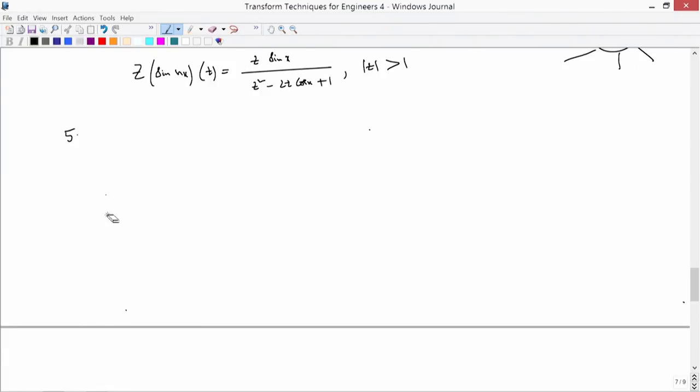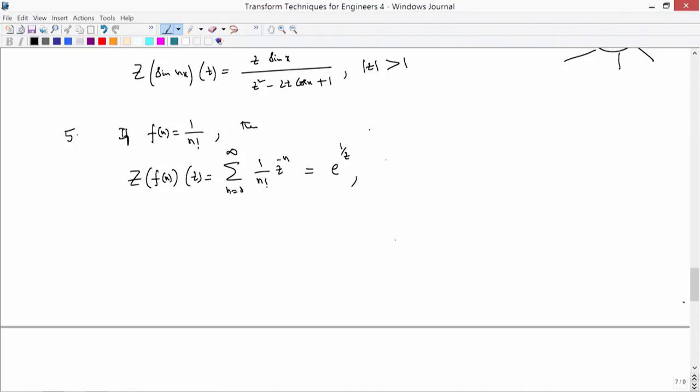The simplest one to get a z transform is if f of n is 1 by n factorial. Then the z transform of f of n as a function of z is the sum n from 0 to infinity, which is the definition of the z transform, of 1 by n factorial times z power minus n. So this is simply e power 1 by z. This is actually valid for every z, this is finite.